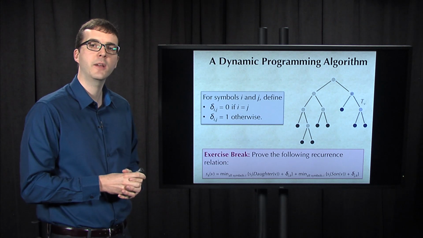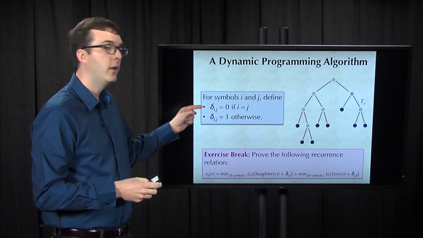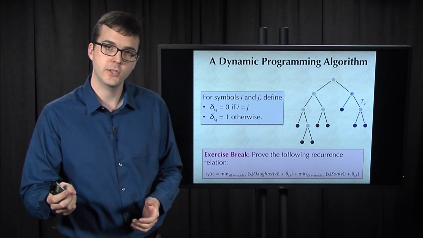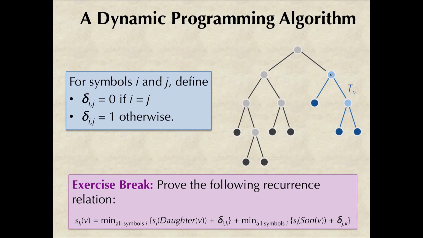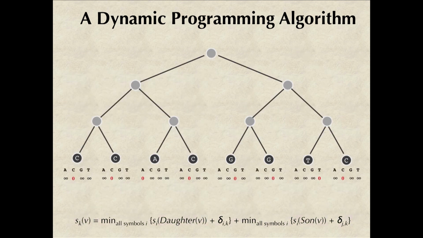So we can define sigma sub ij to be 0 if the symbols i and j are equal to each other, and if i and j are not equal to each other, we define sigma sub ij to be equal to 1. Because you're a dynamic programming expert by now, I'm going to leave proving this recurrence relation to you. So once you've demonstrated this recurrence relation, let's see how it works for an example.